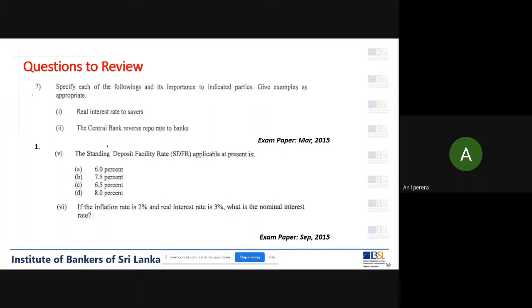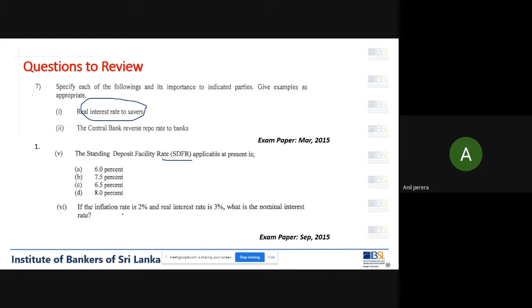Then, as I said, there are some questions on the numbers. What is the current SDFR? I think we discussed. Currently it's 4.5. That can change at any point. Then we discussed the real interest rate. Remember, real interest rate means inflation adjusted rate, and why it is important for the savers. Their purchasing power of money will be determined by the real interest rate because it is inflation adjusted.